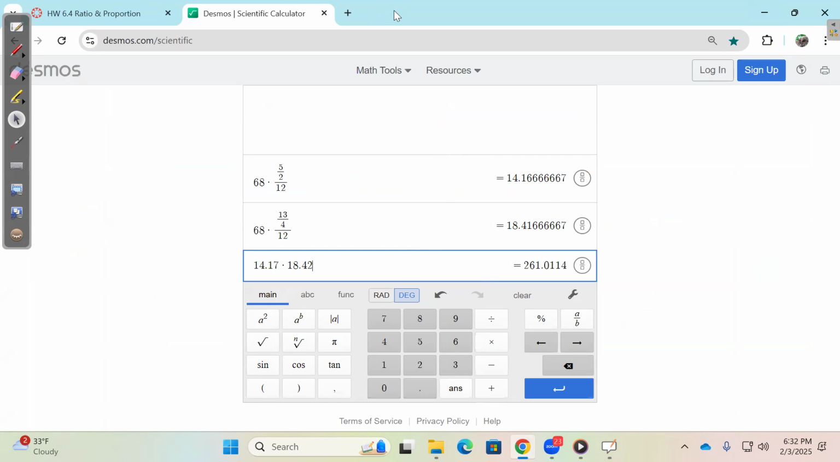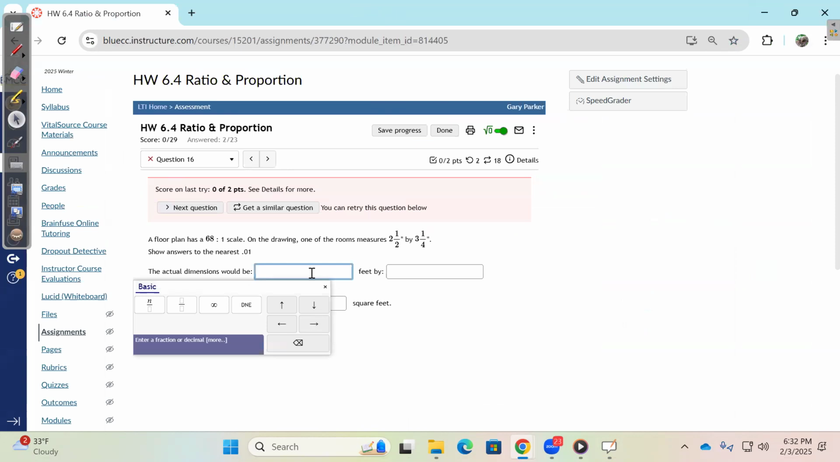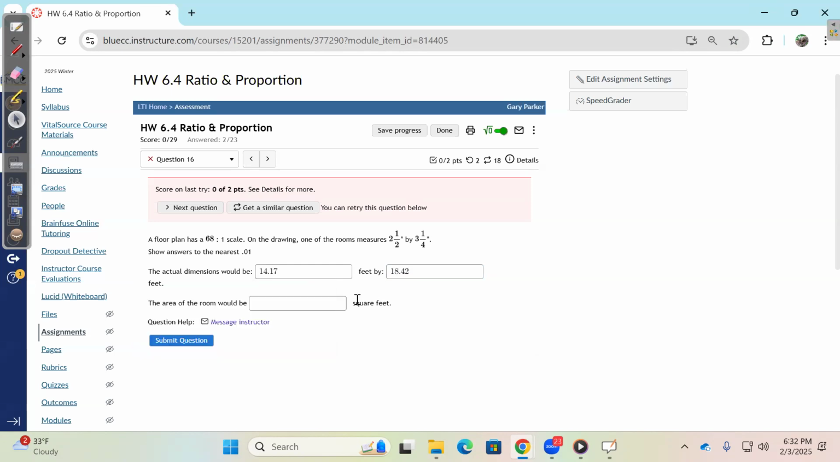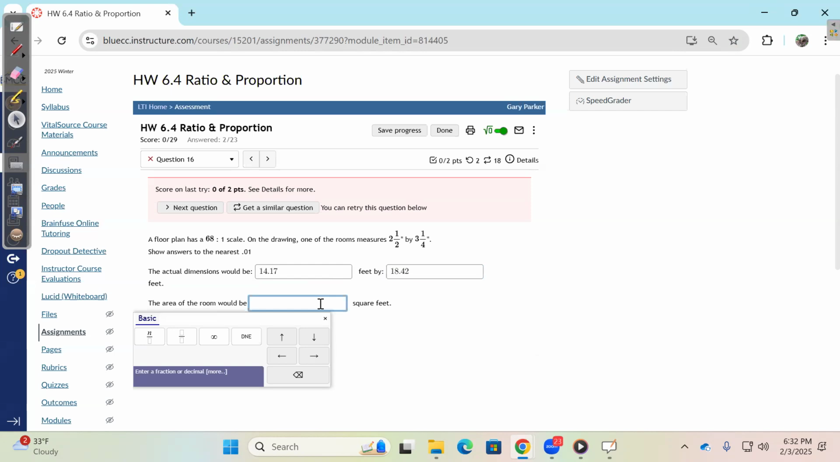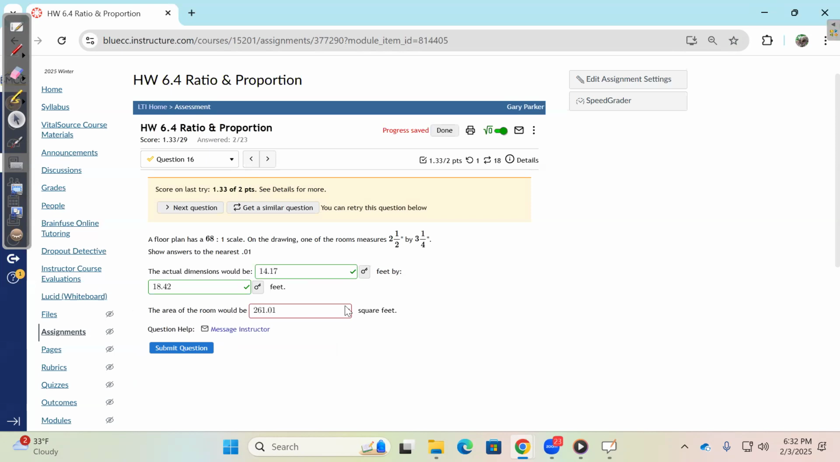Let's see what our homework system thinks about that. So we think it's going to be 14.17 for say the width. The length should be about 18.42 feet. The area then will be about 261. I don't think the extra bits are going to matter, but we'll put it in. Doesn't like my rounding on that one.